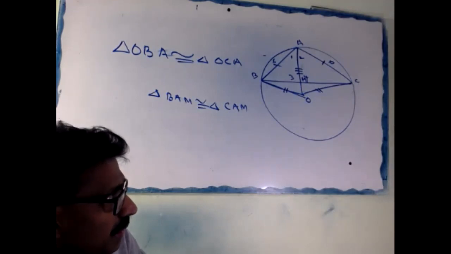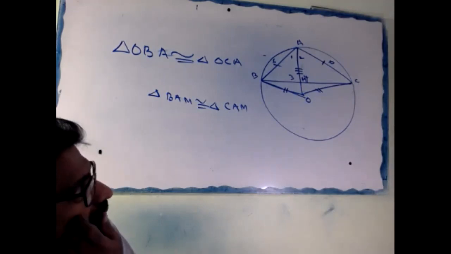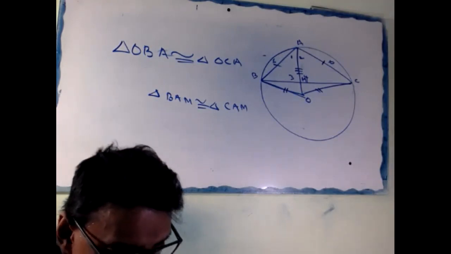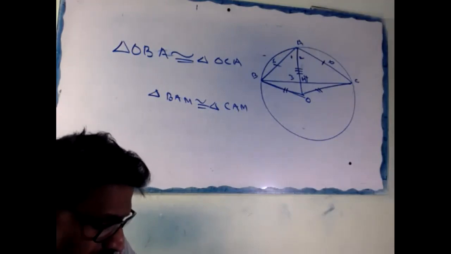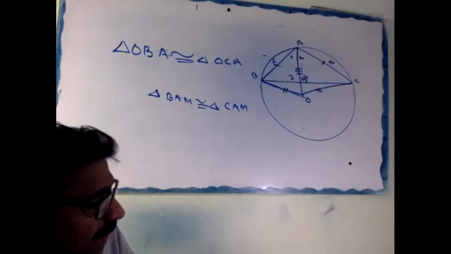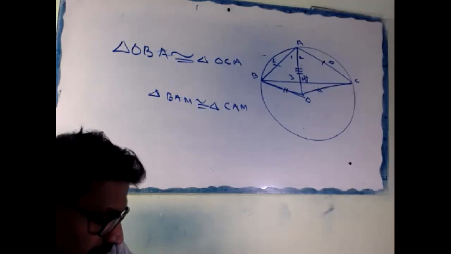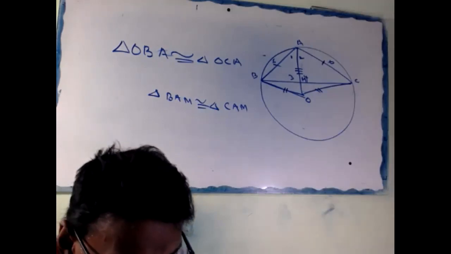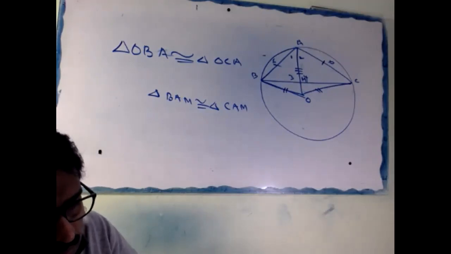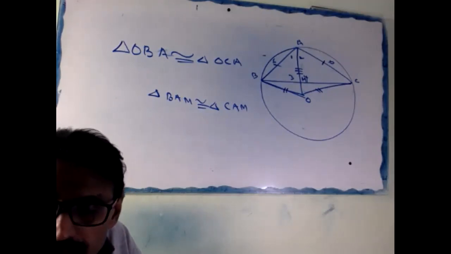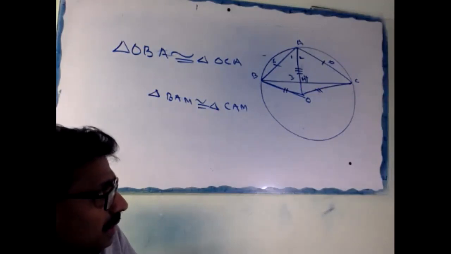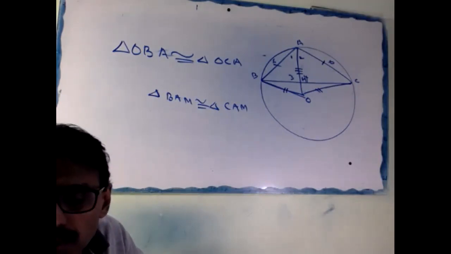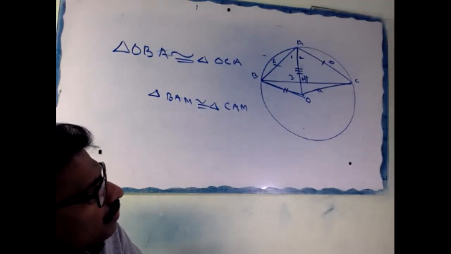BM equal to MC, CPCT, number 1. Angle 3 equal to angle 4, CPCT, number 2. But angle 3 plus angle 4 equal to 180 degree, linear pair. From 1, 2, 3 we get OA is the perpendicular bisector of BC.